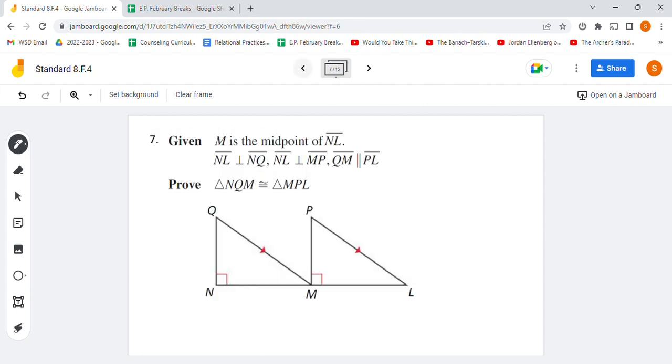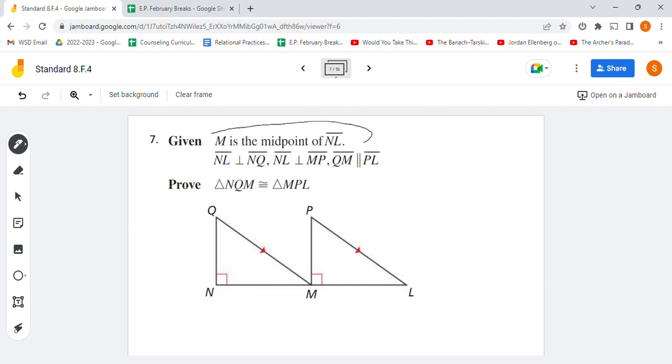On this last question here, we have some parallel lines. We're going to be able to get some information there. And we've got some right angles. That's nice because right angles are going to be congruent to each other. And we're trying to show that these two triangles, NQM right there and MPL right there, are congruent to each other. So let's start getting some information. We need to get enough information for one of our congruence theorems.